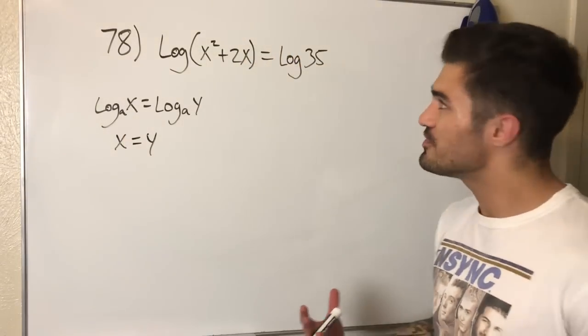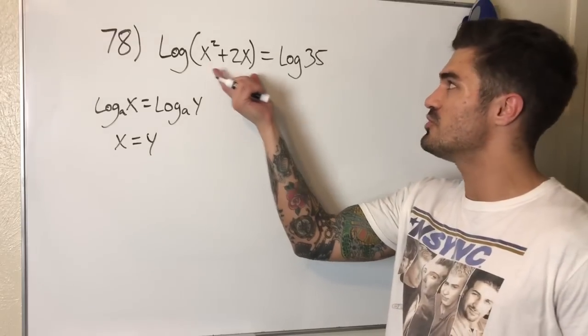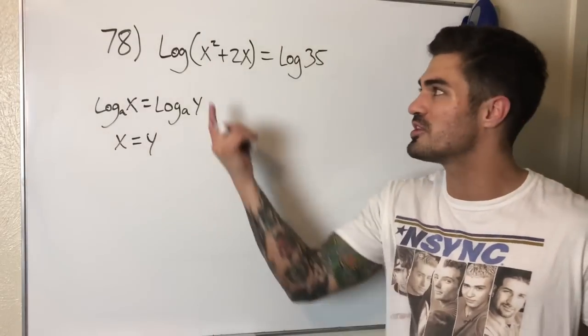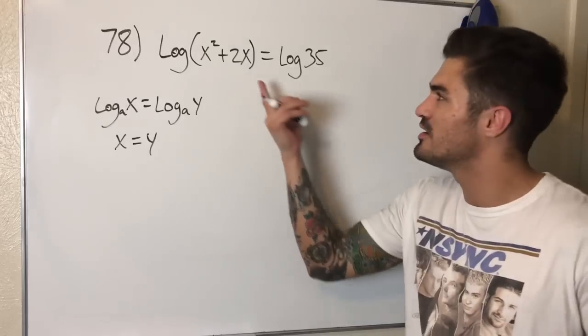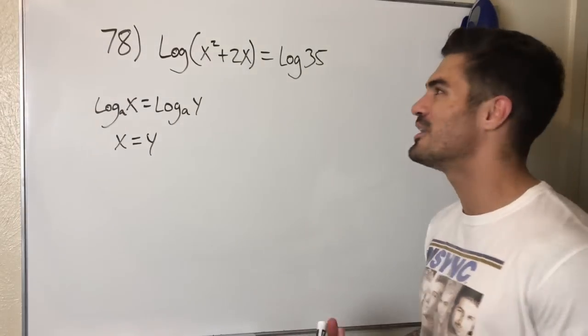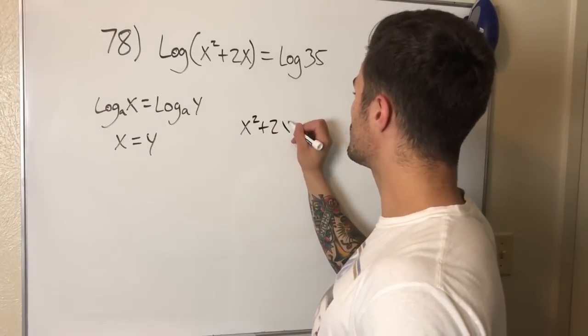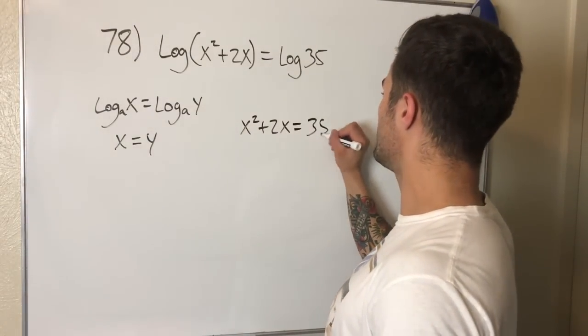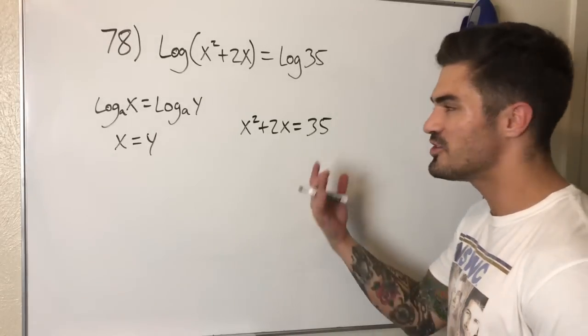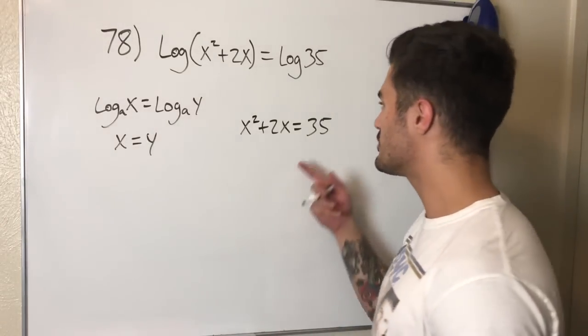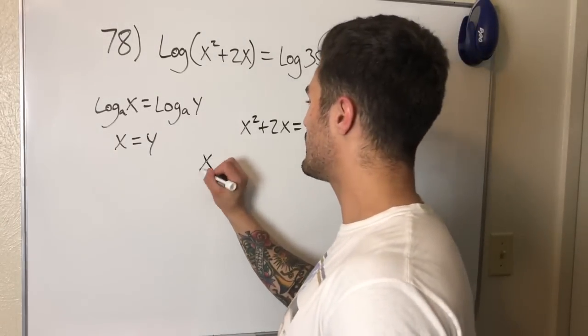That's how I'm going to solve this problem. I'm going to set x squared plus 2x equal to 35. They have to be equal, because the log of this equals the log of this. So x squared plus 2x equals 35. Now it's just a quadratic. I can get 0 on one side and try to factor and solve, okay? So I'm going to subtract 35 from both sides.